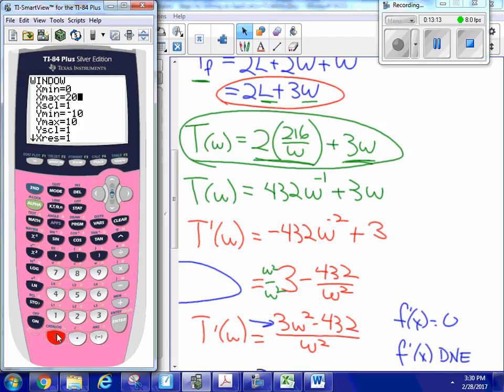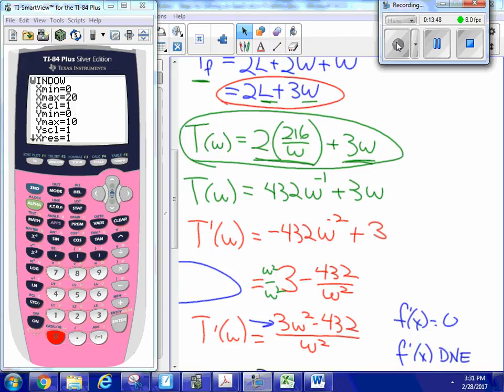If I didn't know better, I would probably pick 20 anyways, because 216 square meters, if one side was 20, the other side's going to be pretty narrow. It's a good number. It kind of makes sense to me. I'll leave my x scale at 1. Now my y minimum, I know the lowest it could possibly be would be 0. I don't need to go negative numbers because I can't have a 0 value for total fence. But what's my maximum going to be?